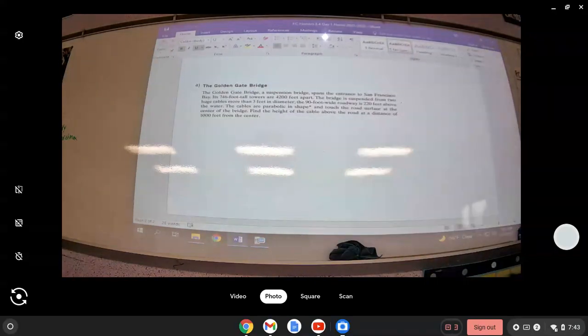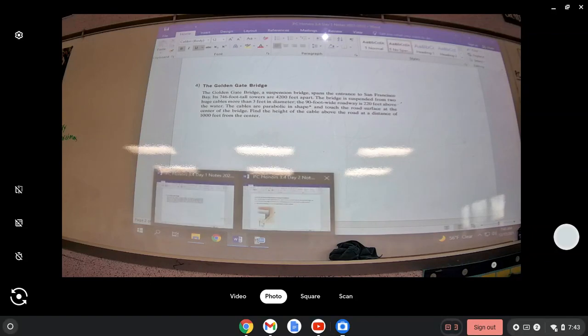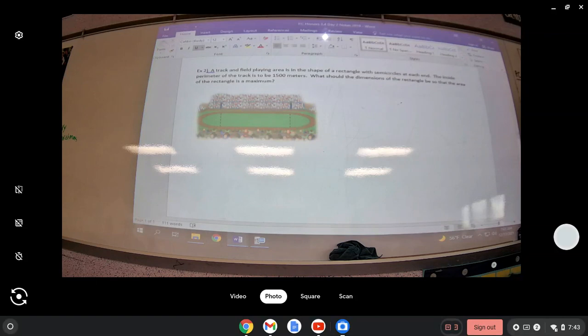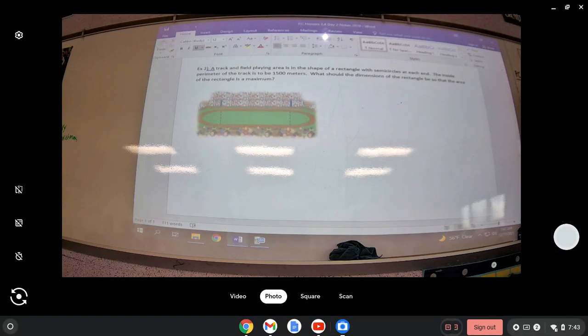All right, I think what I'm going to shoot to do is number 2. It's the harder of the two, so let's try and get that one out of the way. Your picture is pretty dark, so hopefully you can still see. Look at this one. It says, a track and field playing area is in the shape of a rectangle with semicircles at each end. The inside perimeter of the track is to be 1,500 meters. What should the dimensions of the rectangle be so that the area of the rectangle is a maximum?